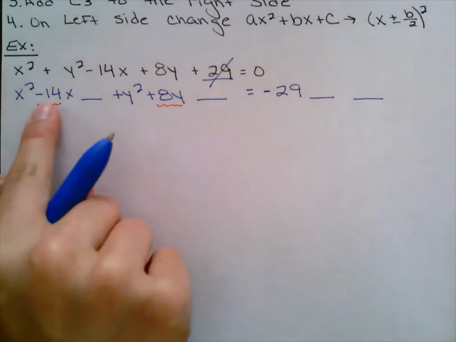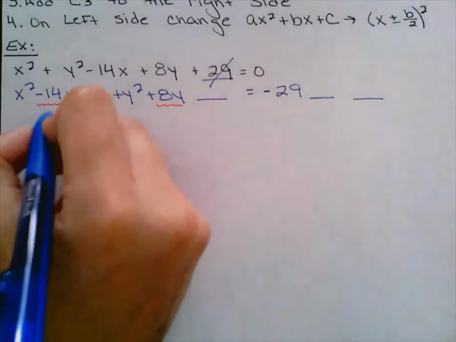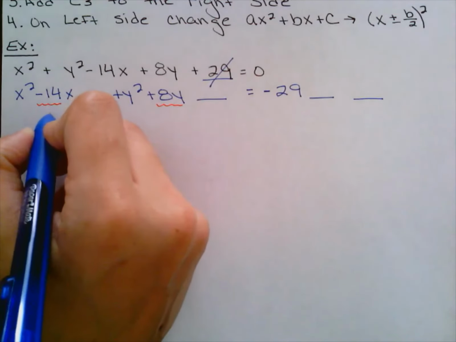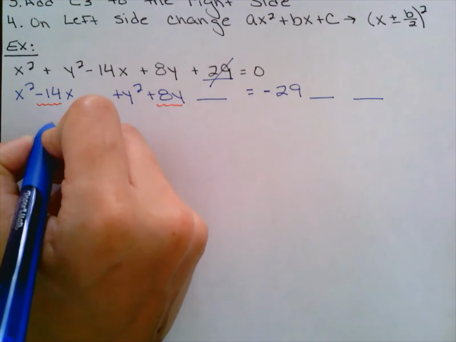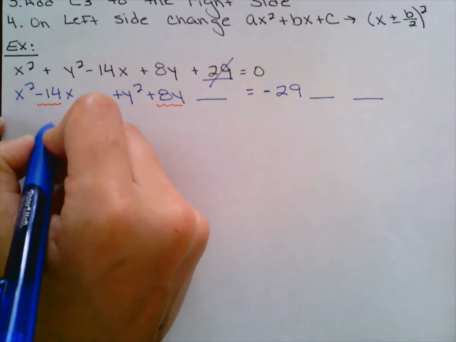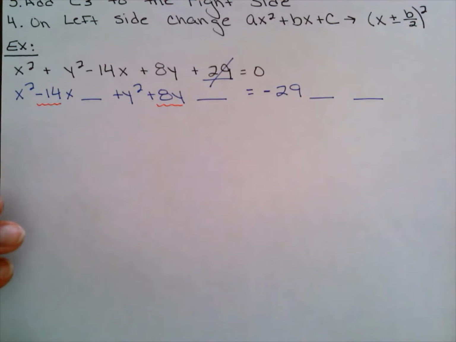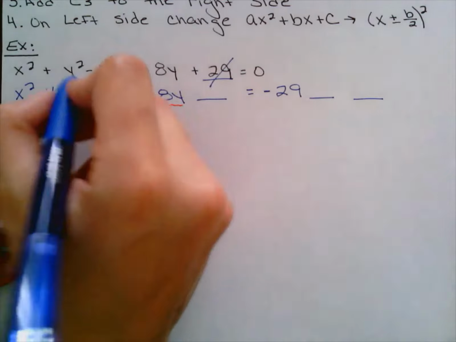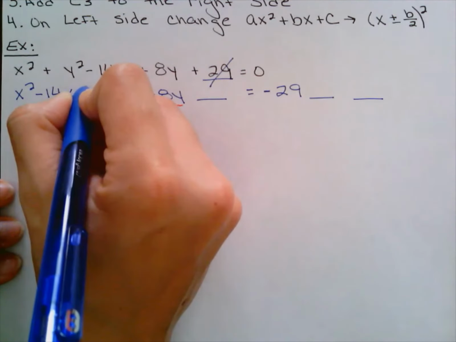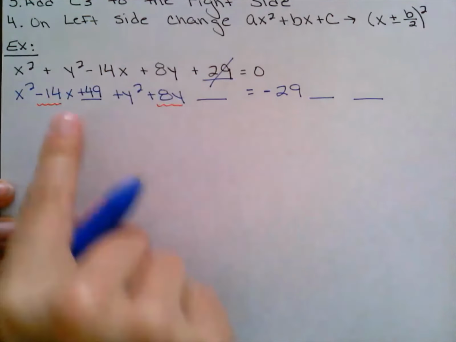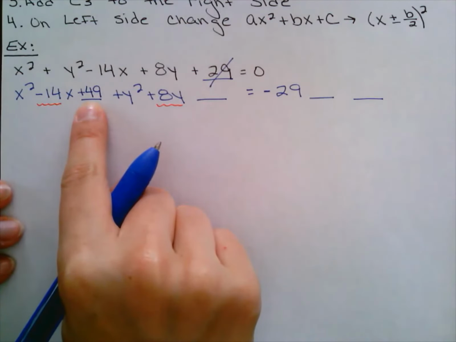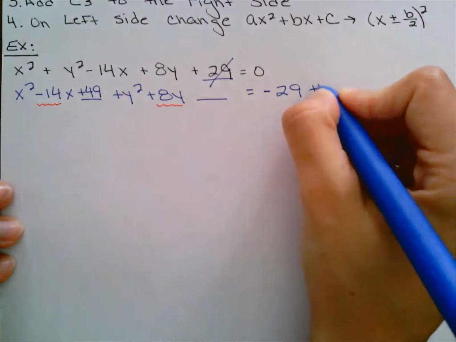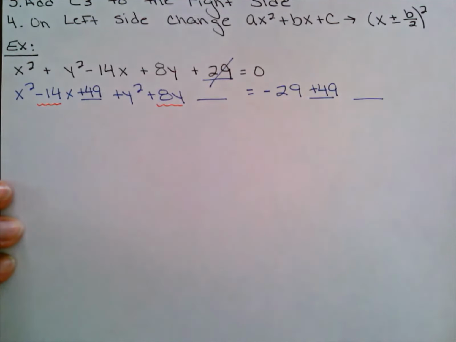So, half of 14 squared, right? Half of negative 14 is a negative 7. If we square that, we're going to get a 49. Now remember, anytime you square, it will be positive. So if I added a 49 on this left side, I need to add it to this right side.